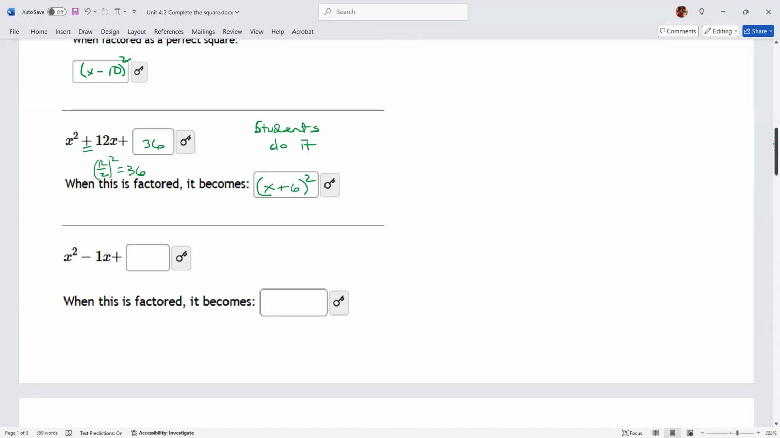Here we have a minus 1. So minus 1 divided by 2 would be 1/2. And if I square it, it doesn't matter whether it's negative or positive, it's always going to come out positive. This is going to be equal to 1/4. So my missing value is 1/4. And then the perfect square would be x minus 1/2 quantity squared. Okay, so not very difficult to turn something into a perfect square trinomial.